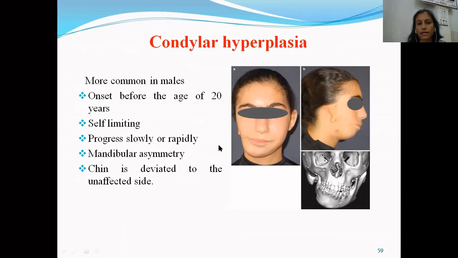It is mainly characterized by facial asymmetry. As we see in this female patient, on the right side there is less growth and on the left side the growth is more, so the chin always deviates towards the unaffected side. This is a diagram taken by 3D CT imaging. You can see on the left side the growth is more, on the right side the growth is very less. So you can easily diagnose it whenever you are checking for facial asymmetry while taking a case history.